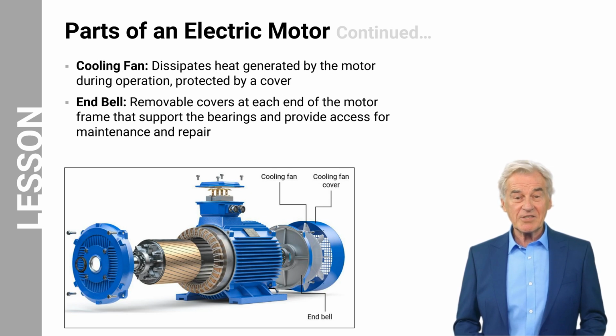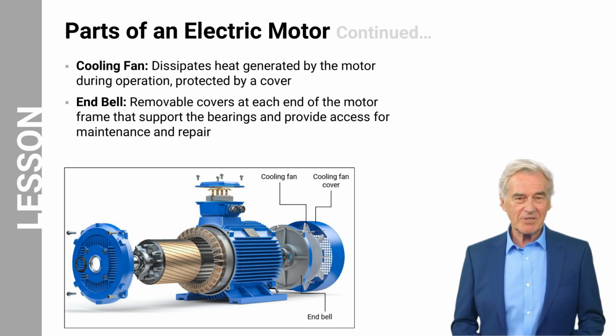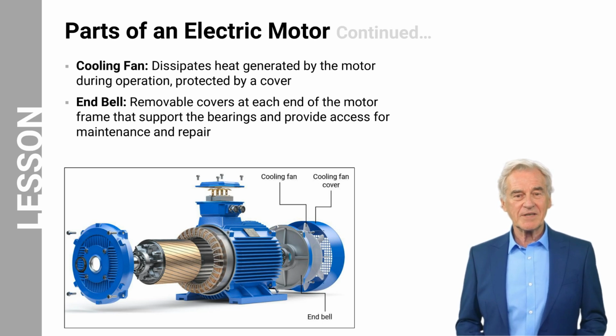To dissipate the heat generated by the motor during operation, a cooling fan with a protective cover is often incorporated into the design. However, it is worth noting that motors in battery electric vehicles are generally cooled by liquid cooling systems, which are more efficient for handling the high heat loads in EV applications. Finally, the end bells are removable covers located at each end of the motor frame. They serve to support the bearings and provide access for maintenance and repair, allowing for easy servicing of the motor when necessary.